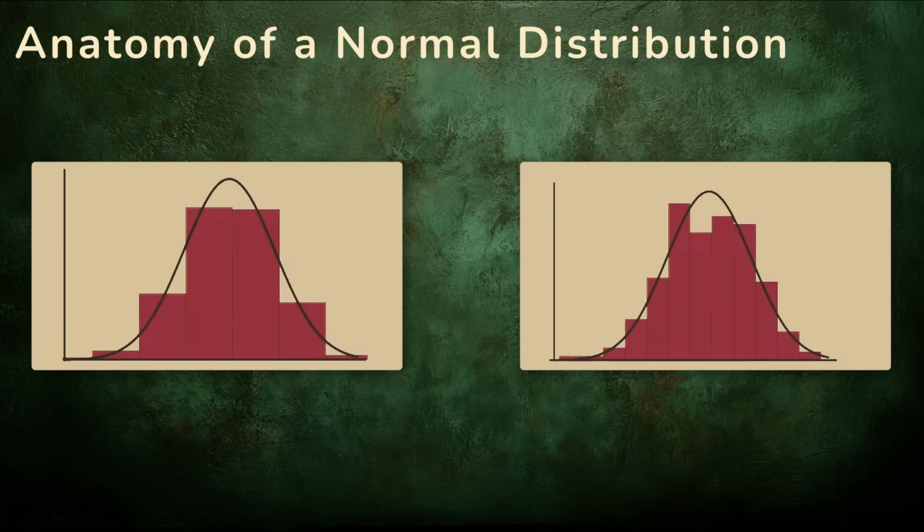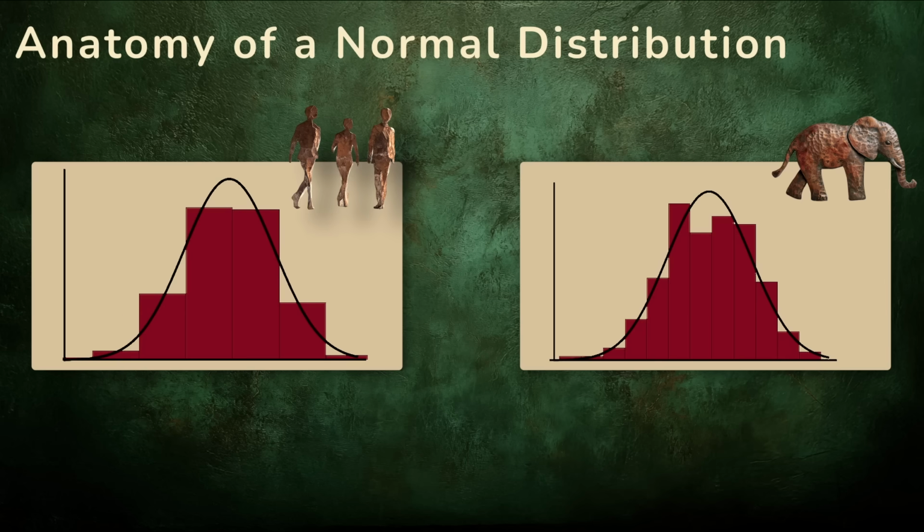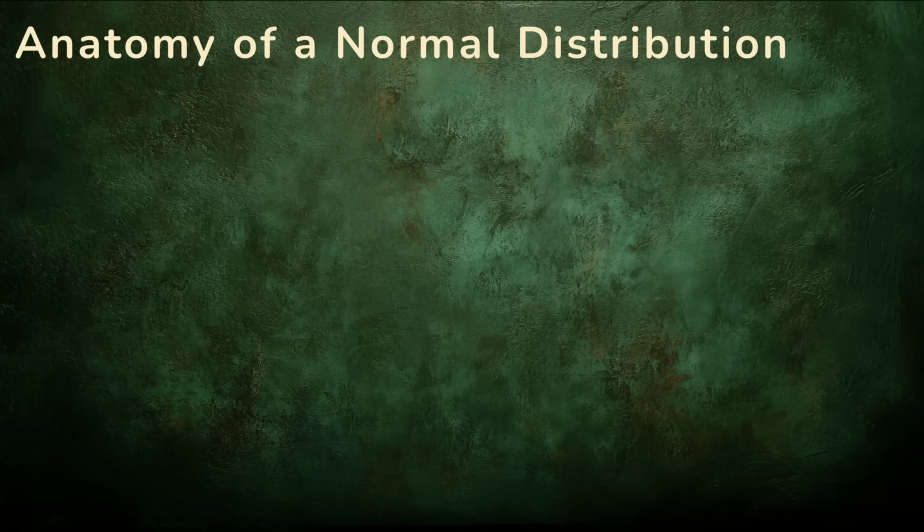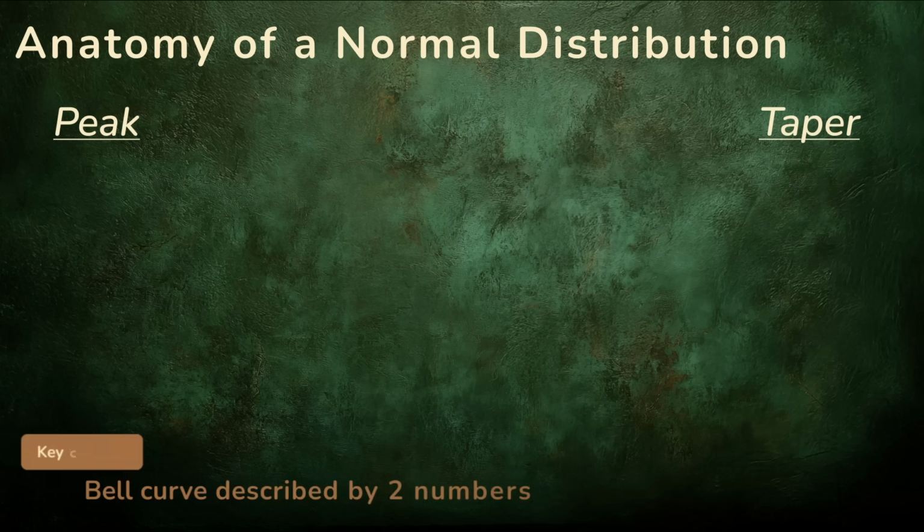We don't want to give you the wrong idea. We're not saying all normal distributions are identical. The height of people, the birth weight of elephants. You can tell the difference between these distributions. The peaks of these distributions occur at different values, and they taper off at different rates. So how can you describe which normal distribution your data has? Turns out you only need two numbers, one for the peak and one for the taper. These two key numbers control the bell shape of any normal distribution curve.